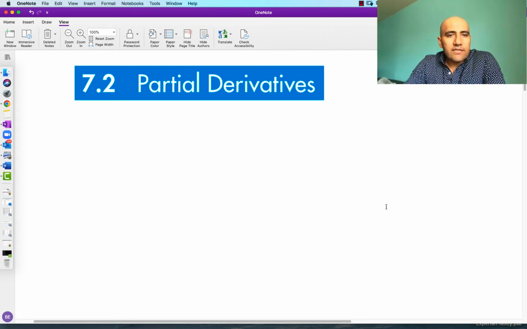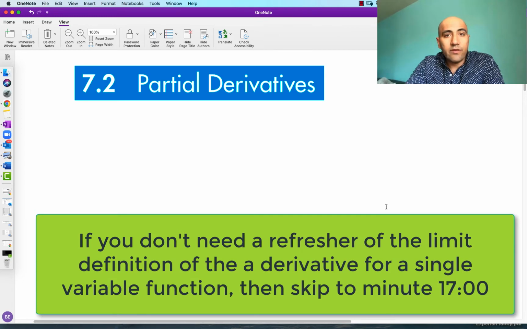Okay, Chapter 7, Section 2, Partial Derivatives. In this section, we're going to talk about how to take derivatives of multivariable functions. But before we do that, let's do a real quick recap of what it means to take a derivative in a single variable function.